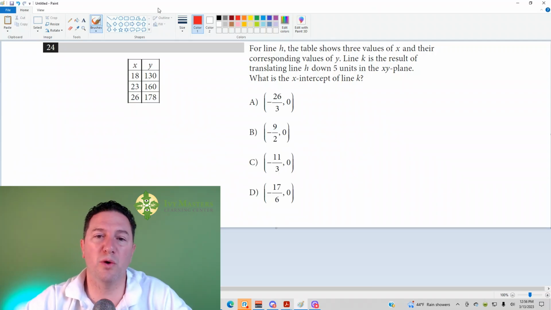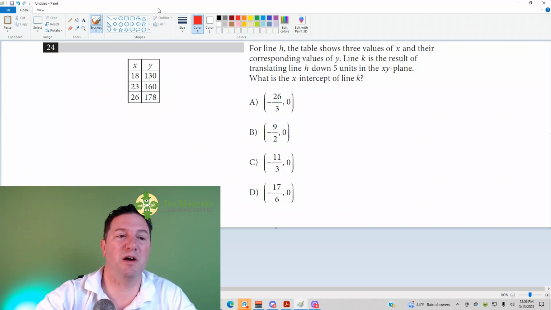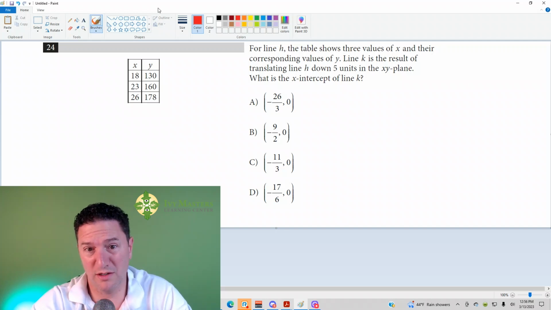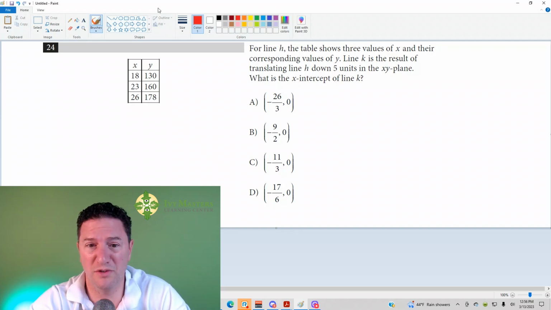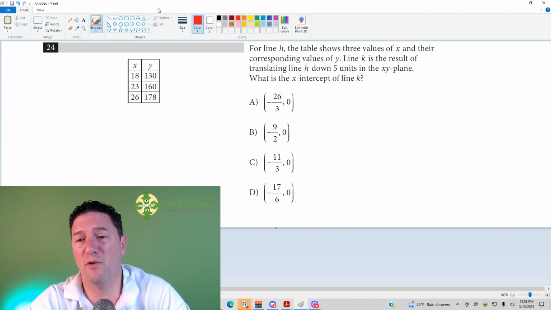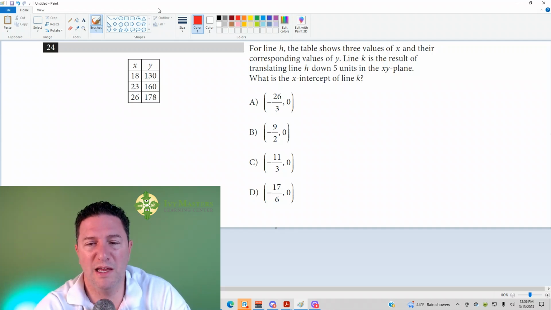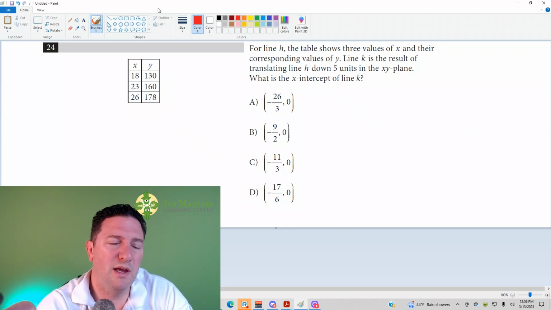This is the 24th question from the Linear Digital SAT Test 1 Module 1, Math, and it reads: for line H, the table shows three values of x and their corresponding values of y. Line K is the result of translating H down 5 units. What is the x-intercept of line K?